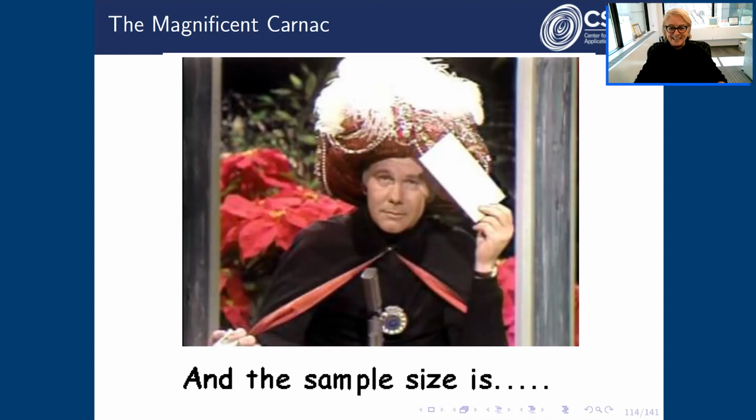This is going to date me again, and I don't know if Jeff is here, but who remembers the magnificent Karnak? The magnificent Karnak was Johnny Carson. And remember, he always was guessing something, and he had this envelope, and he brought it close to see whether he could guess what was on the envelope. Sometimes he would blow on the envelope. And what I'm trying to say here is that coming up with the right sample size is not a Karnak thing.